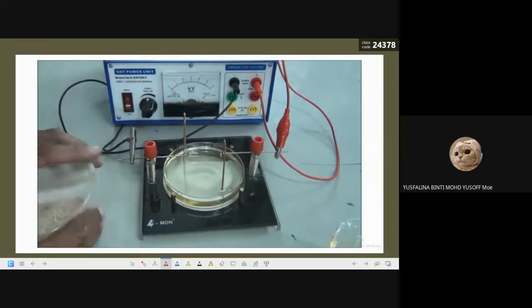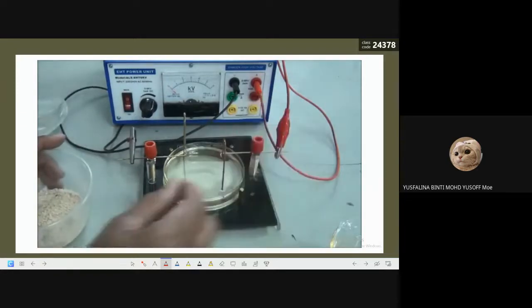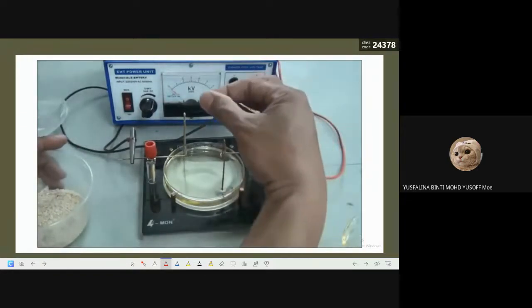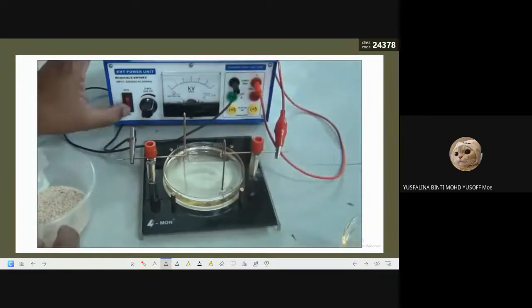Okay, so you can see this one is connected to the positive charge, and this one is connected to the negative charge. Okay, let's try switching on the power supply.